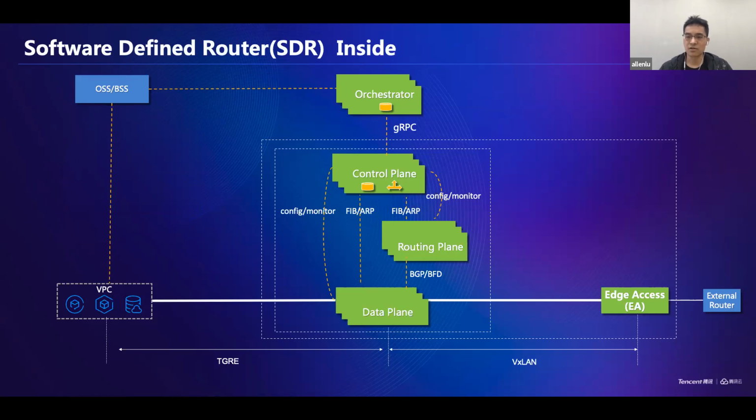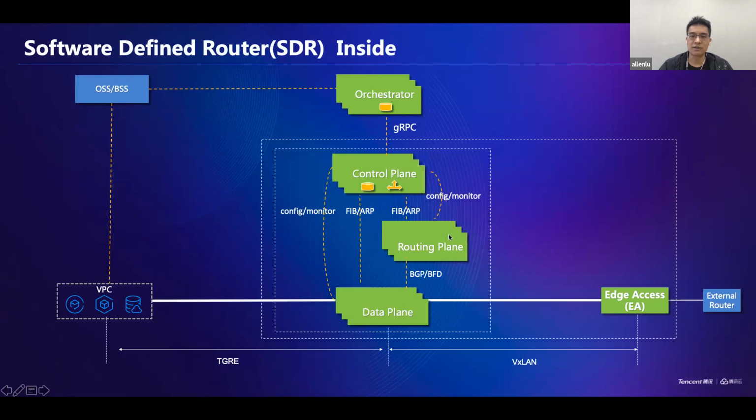The data plane is also responsible for redirecting signaling messages like BGP and BFD to the routing plane. In addition, the VXLAN fabric has been built among the whole SDR domain for traffic engineering.